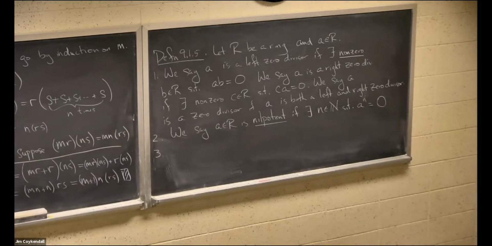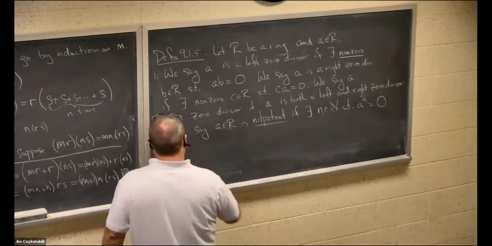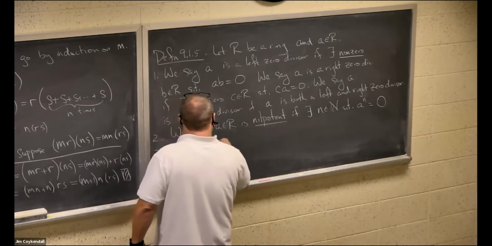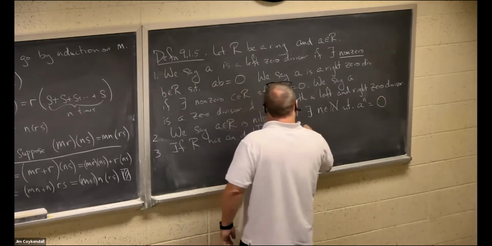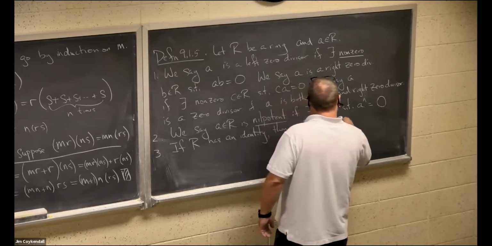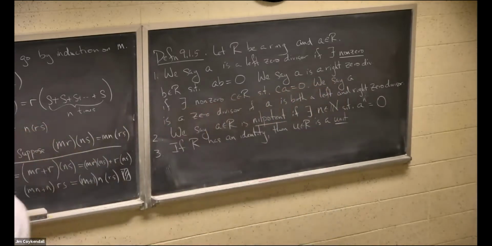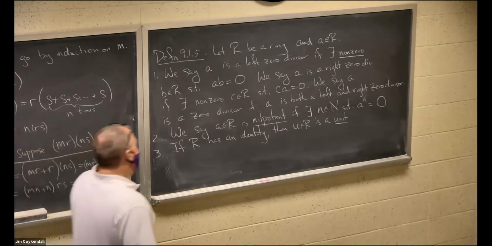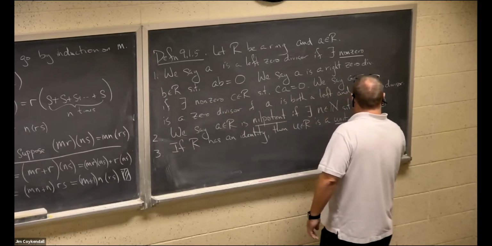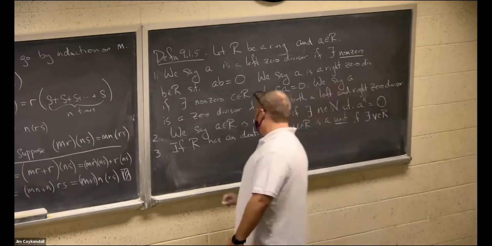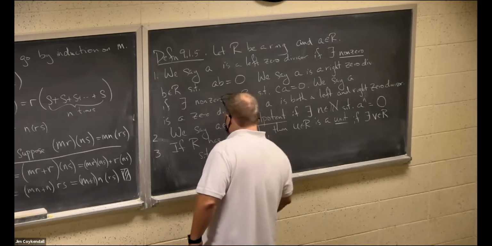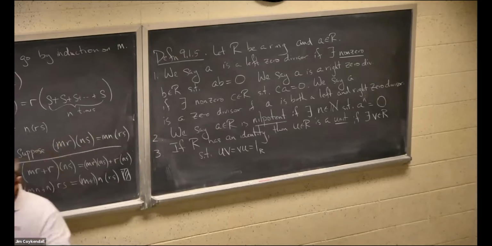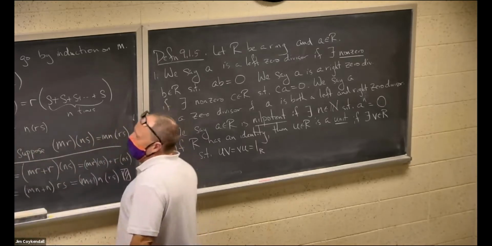Three. If r has an identity, then u in r is a unit if there exists p in r such that up equals pu equals 1. So what it means to be a unit is basically that it's invertible. Okay, any questions?